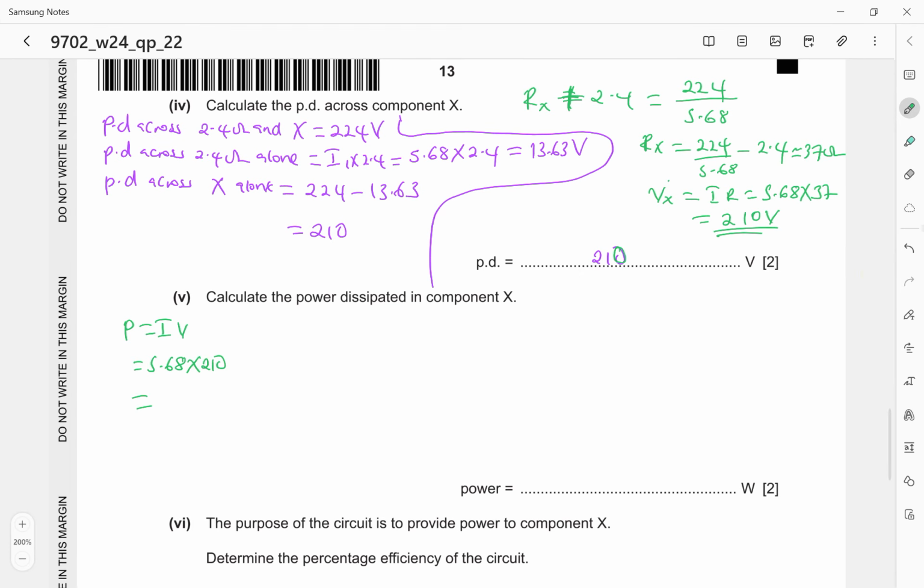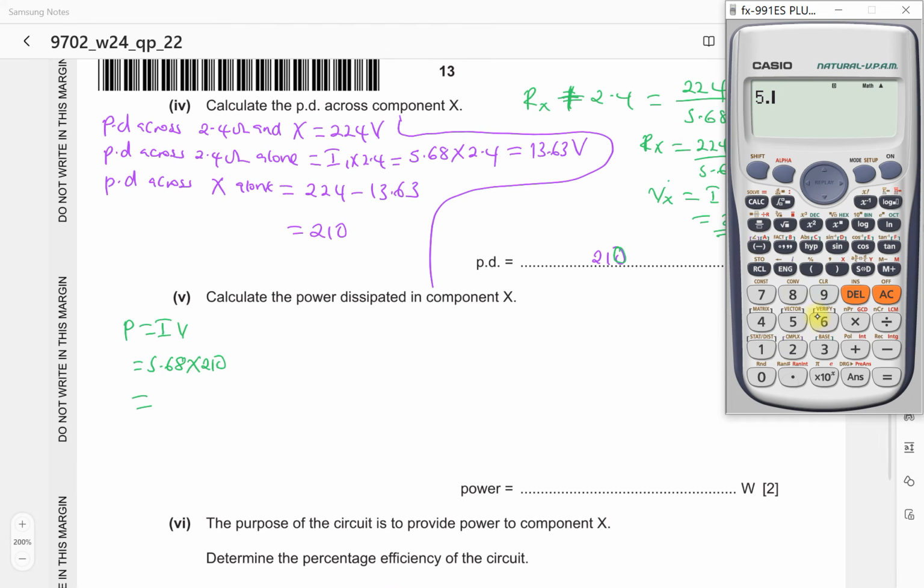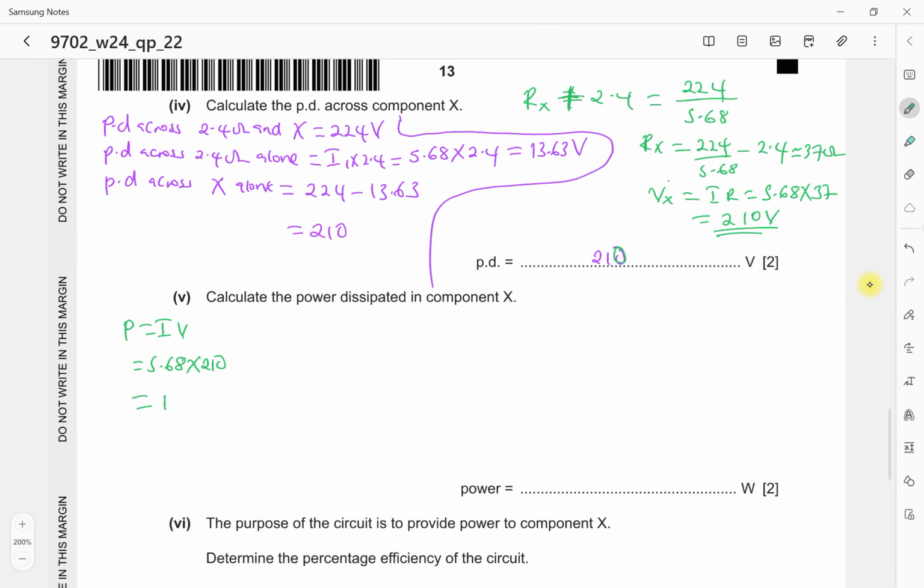So the power would be 5.68 times 210, approximately 1192, which is 1200. 1200 watts. That's method number one.